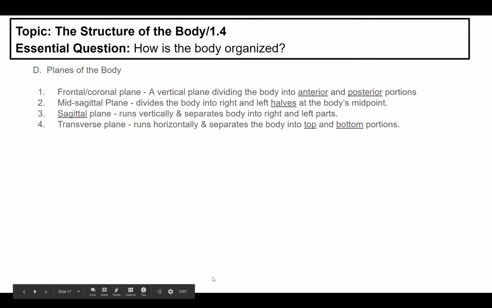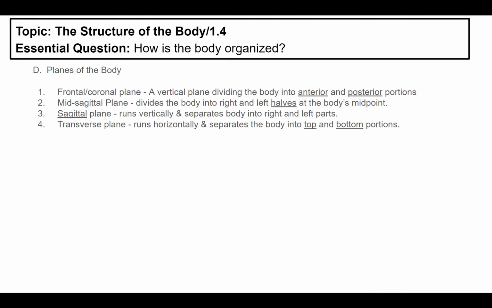Okay, we are now at Notes 1.4. This is actually 2 pages that you should have, so this will be a little bit longer video because I didn't want to cut it off in the middle of a concept. In this video, we're going to be looking at the planes of the body, the body cavities, and the serous membranes. So we're still talking about how the body is organized.